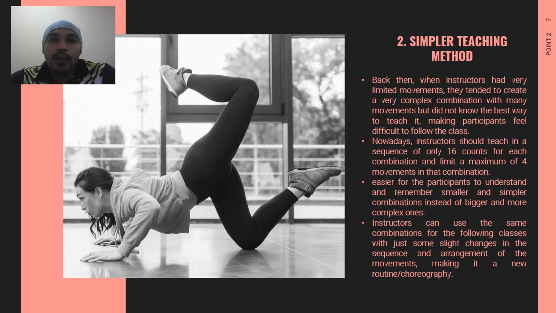Alright, so the second way on how freestyle aerobic could be revived is by using a simpler teaching method. Back then, when instructors had very limited movements, they tended to create very complex combinations with many movements but did not know the best way to teach it, making participants feel it difficult to follow the class. Nowadays, instructors should teach in a sequence of only 16 counts for each combination and limit a maximum of 4 movements in that combination.